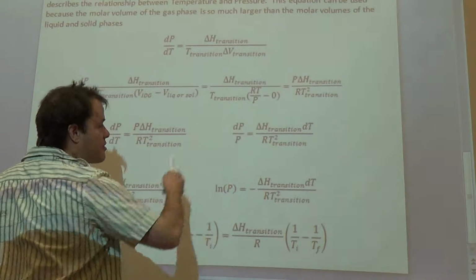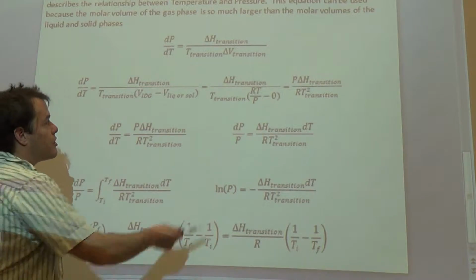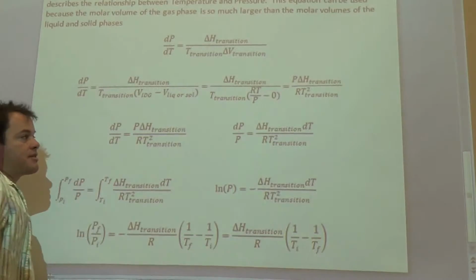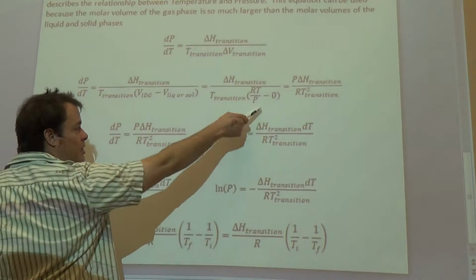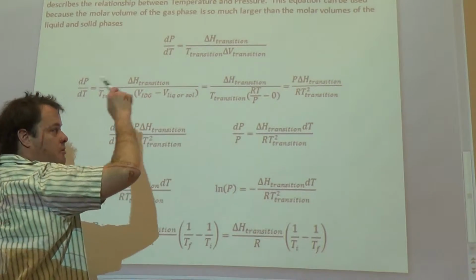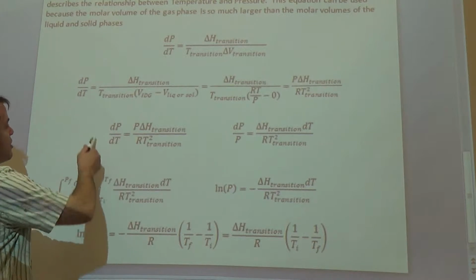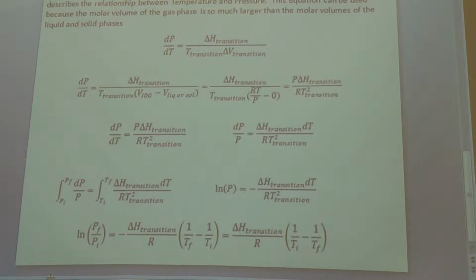Volume of an ideal gas is RT over P, and so the expression that we have here changes to something that looks like this. RT over P minus 0, you flip that P up, you end up with P in the numerator and RT squared in the denominator. And so we have this differential equation that says dP over dT is P delta H over RT squared.